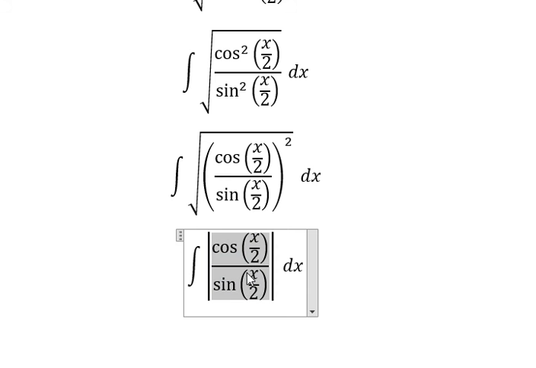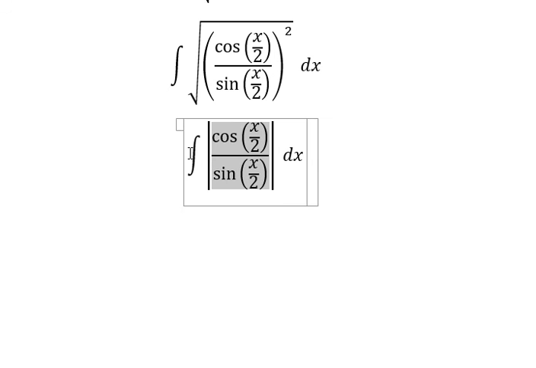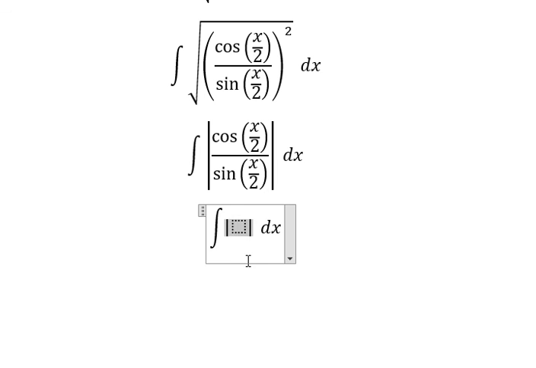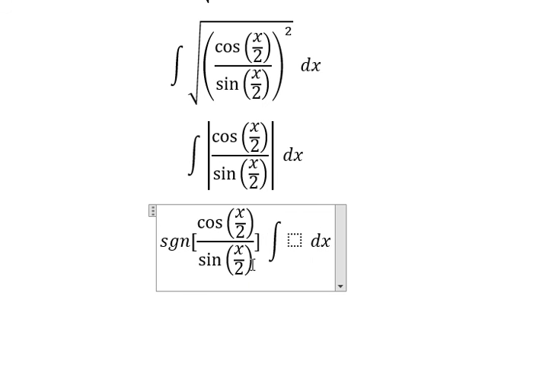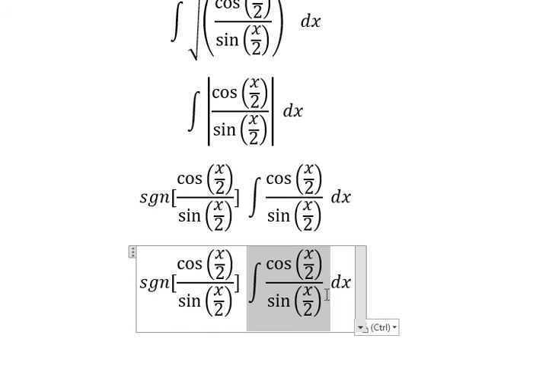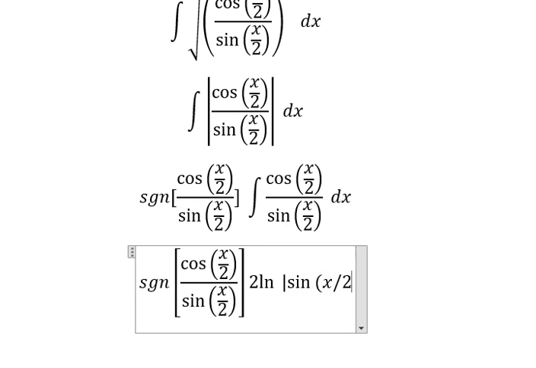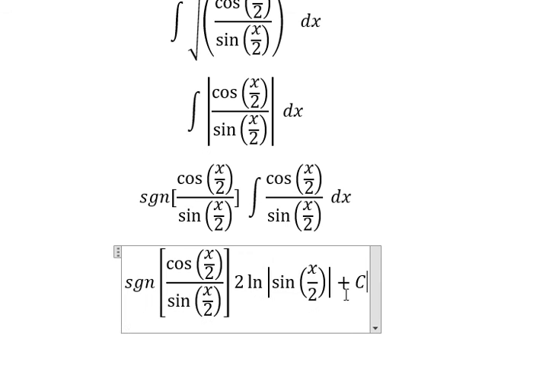Because we don't know whether it is positive or negative inside the absolute value, in this situation I will put sine of this function, and we can cancel the absolute value in here. Now, the integration of this one, you get 2 ln of the absolute value of sine of x over 2, and we put plus c.